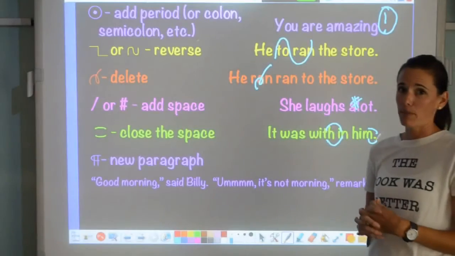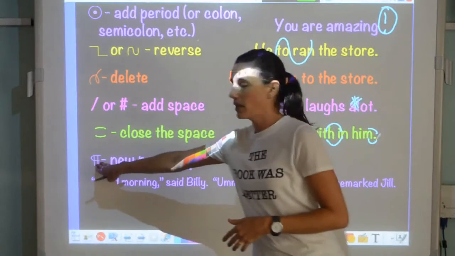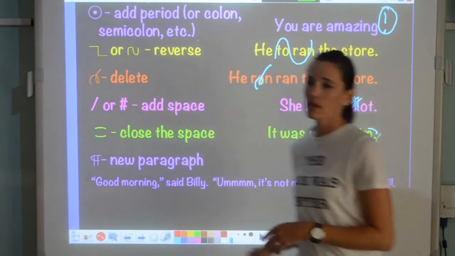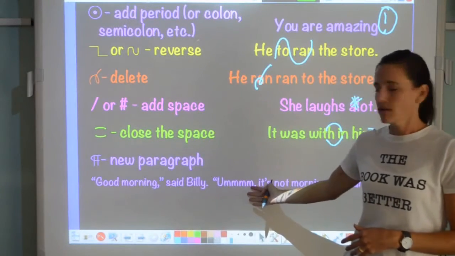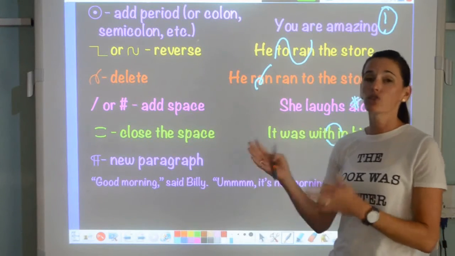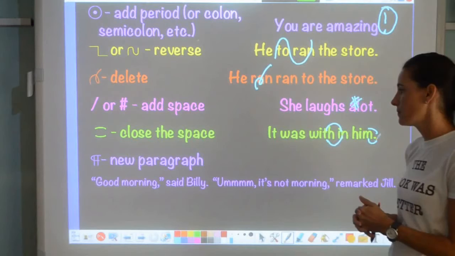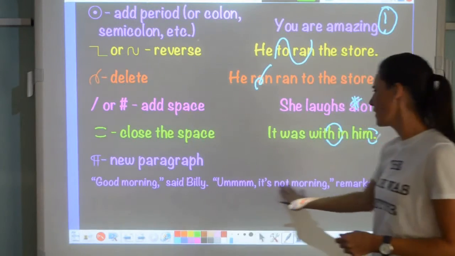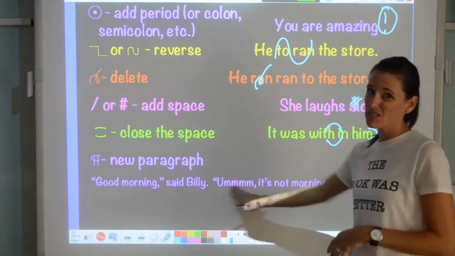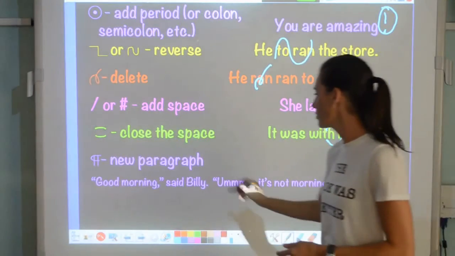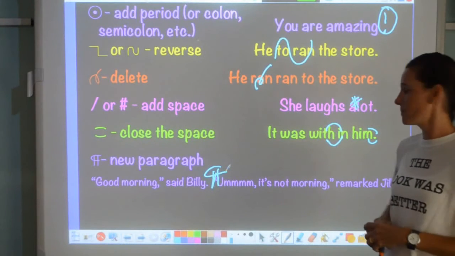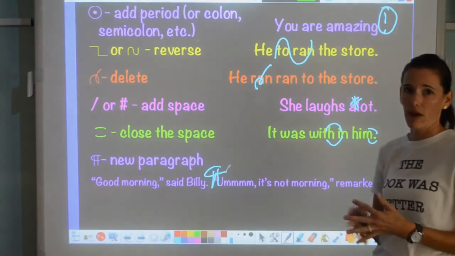The last proofreading mark that we use often is the new paragraph mark. It looks like a backward P with 2 lines. So when we're writing in dialogue, fun trick if you didn't know it, each time the speaker changes, it should be a new paragraph or a new line. "Good morning," said Billy. "It's not morning," remarked Jill. Well, this part that Jill says should be a new paragraph. So right here on top of that, I would do my backwards P. That shows you that I need a new paragraph there.